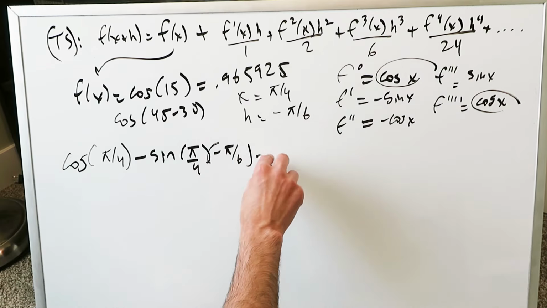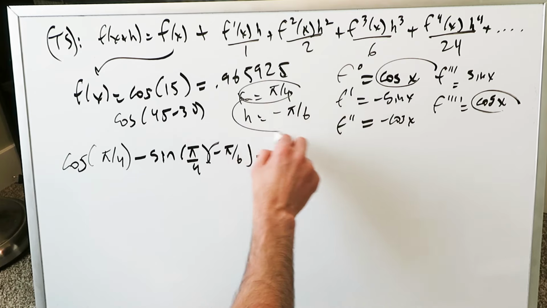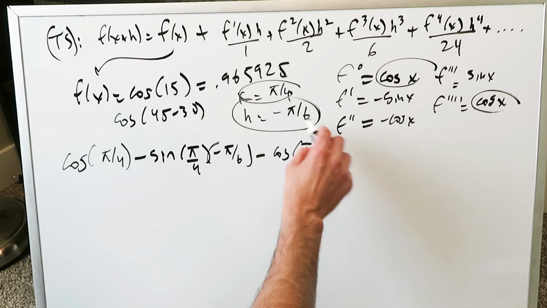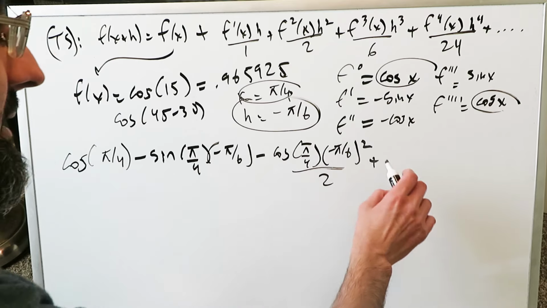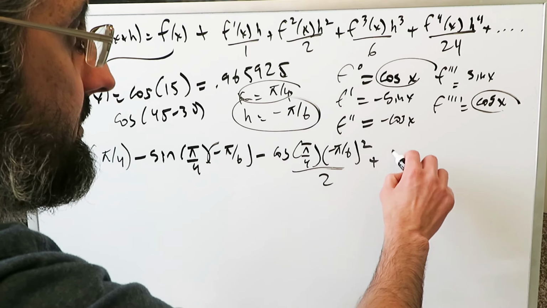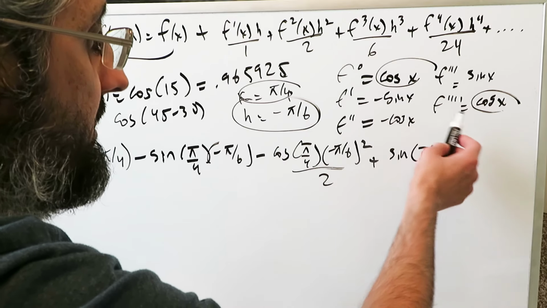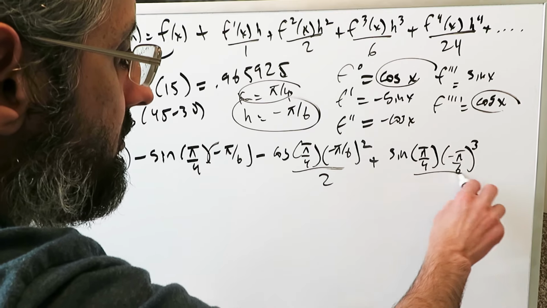My next item is a minus. Then I have a cosine. In all instances, x is pi over 4. H is a minus pi over 6. Here you have pi over 4, and then here you have h, minus pi over 6, squared, over 2. The next item is a sine x. I have a sine, but x here is always pi over 4. Then I have an h value, minus pi over 6, cubed, over 6.